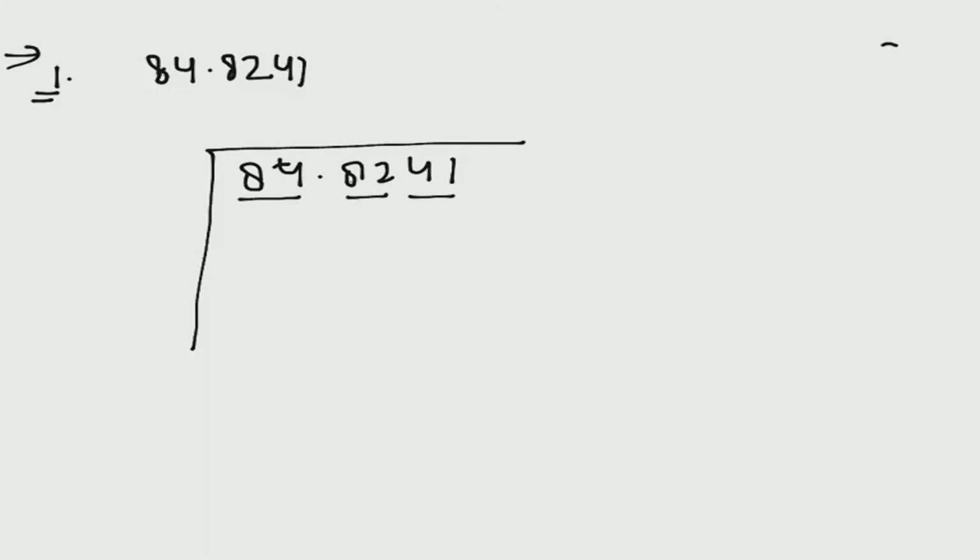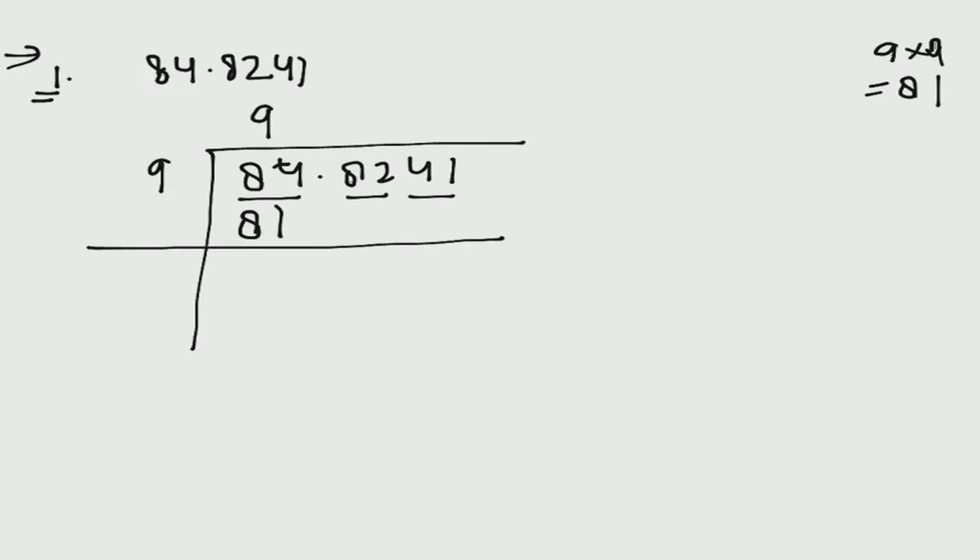So here clearly 9 times 9 is 81 and 10 times 10 will be 100. So we will go with 9 times 9. So here we will write 9, here 9, and it will give us 81. Then the next step is we will subtract. So we will get 3 over here.